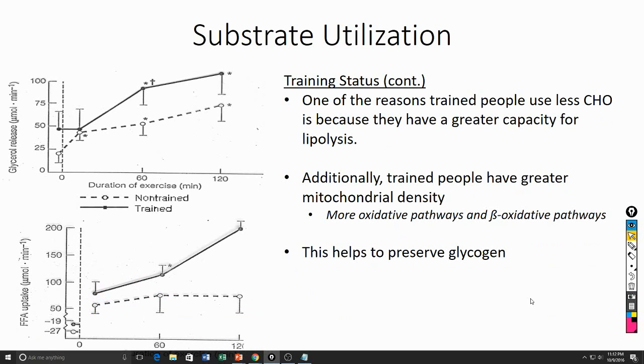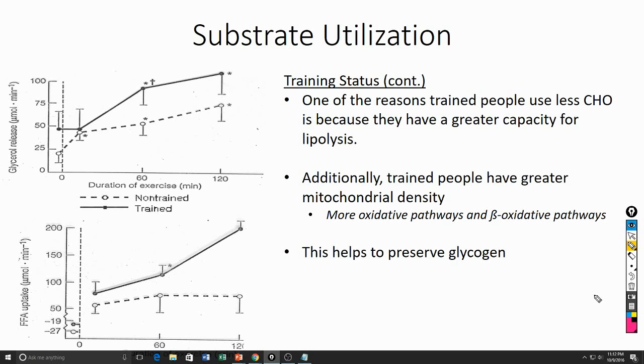Now if we take the same premise, training status, we're going to look at metrics of fat uptake and utilization. There are a couple of ways we can measure fat. One of the easier ways is to measure glycerol. Glycerol is part of that triglyceride unit. As we've talked about, a triglyceride is a glycerol head that's attached to 3 fatty acids. So it's a triglyceride, right?